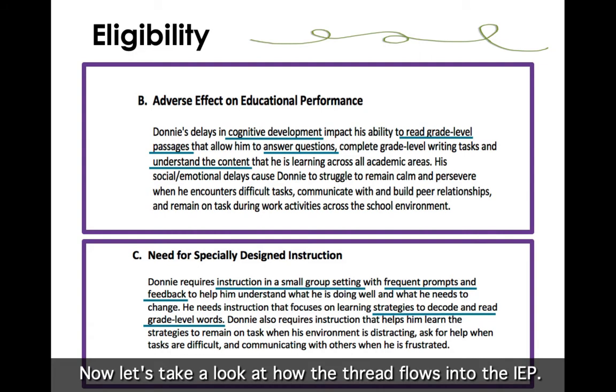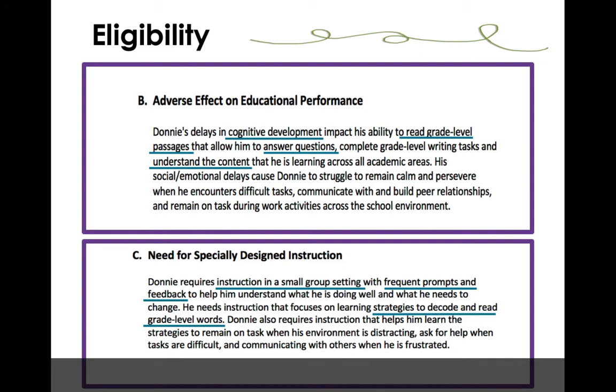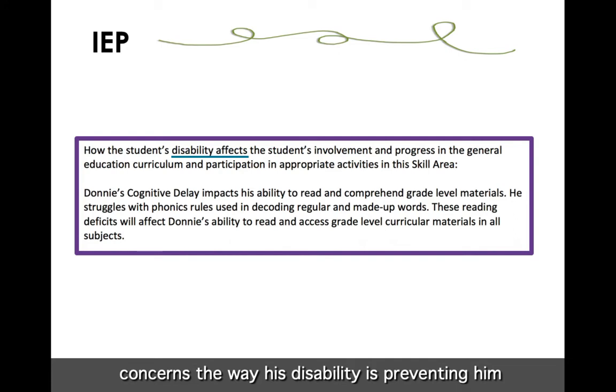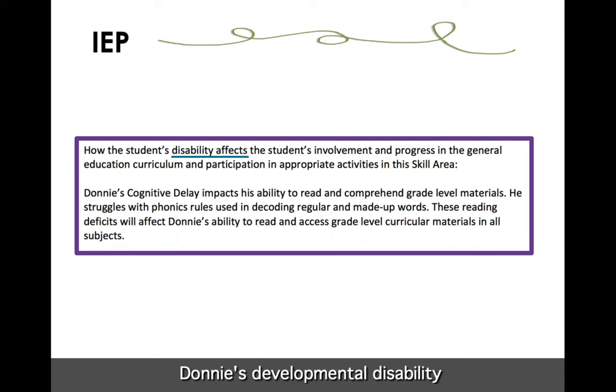Now let's take a look at how the thread flows into the IEP. When looking at Donnie's PLAFP, or present levels of academic achievement and functional performance, information from his evaluation report flows into the disability affect statement on the IEP. This part of the IEP goal page concerns the way his disability is preventing him from learning in the skill area of reading. Donnie's developmental disability leads to deficits affecting his reading performance.